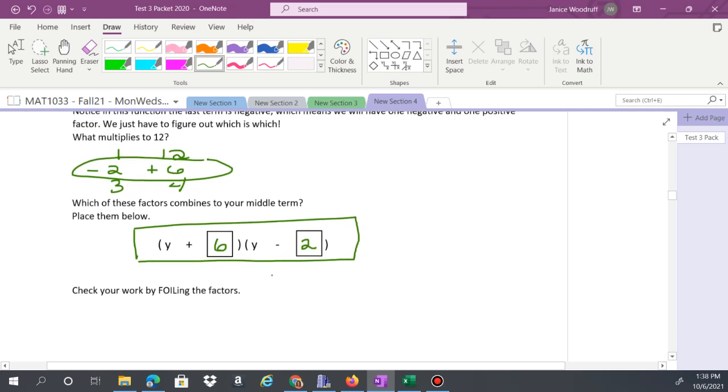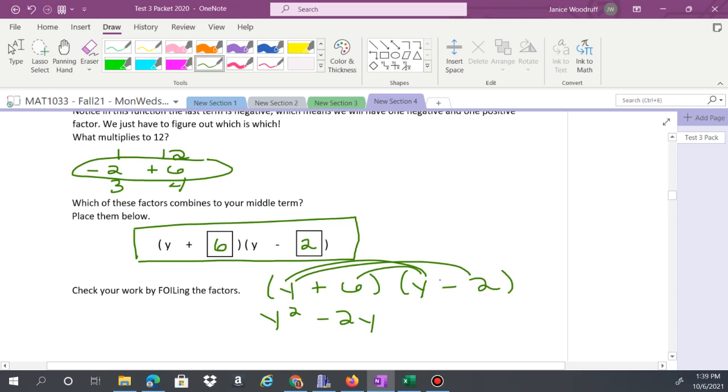And then we check. y times y gives us y squared. y times negative 2, negative 2y. 6 times y, 6y. 6 times negative 2, negative 12. The middle terms combine to give us positive 4y. And we are good to go.